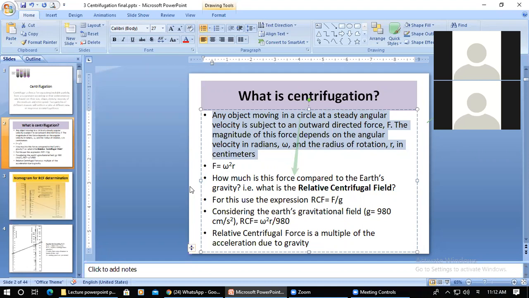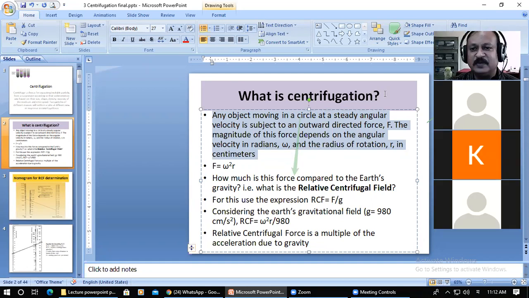I think you have already studied in physics about the centripetal force and the centrifugal force. So if anything is moving in a circular fashion, then it is subjected to an outward movement. This outward movement is called the centrifugal force, and the magnitude of this force depends upon the velocity. Here we call it the angular velocity because the motion is circular. So the force will depend upon the angular velocity and the radius of the rotation.